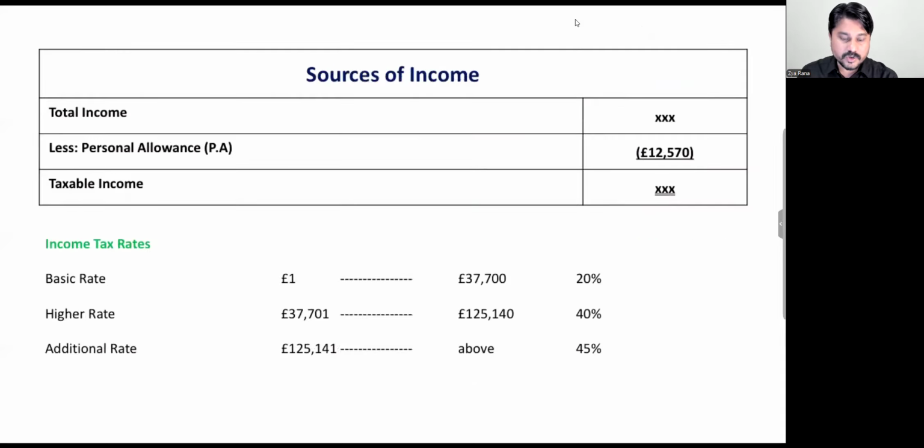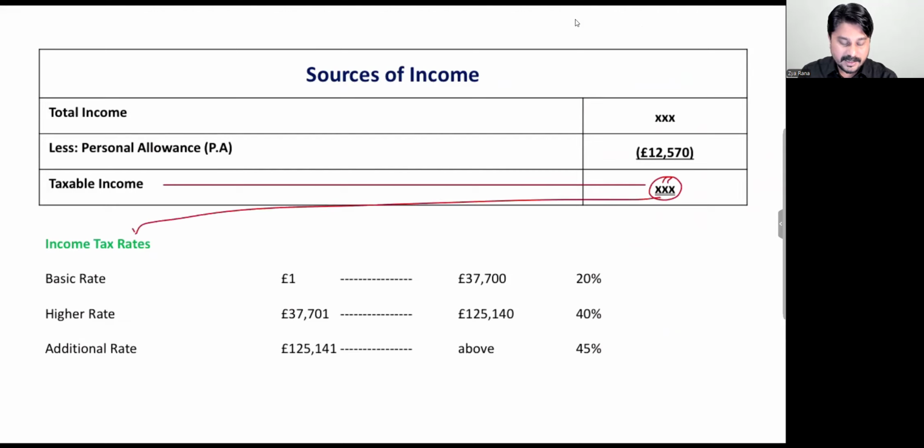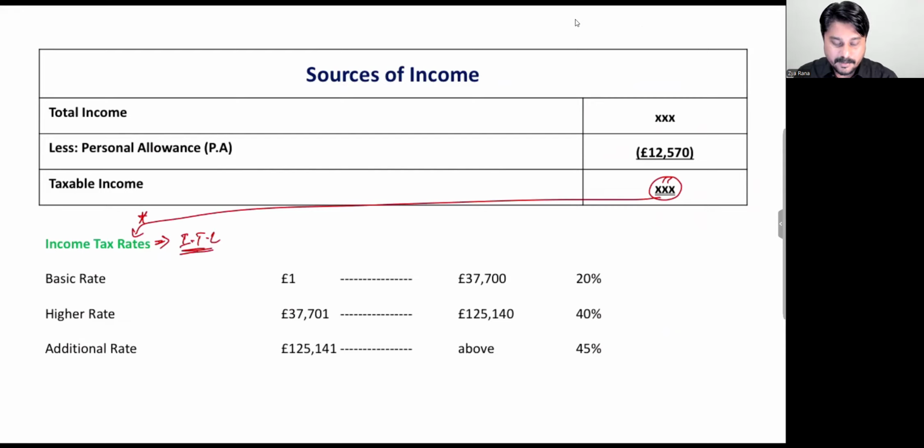On the next slide, I'm going to continue on this taxable income, which is calculated after deducting the personal allowance. On this taxable income, the tax rates are multiplied, and then finally you will get the ITL, meaning income tax liability. Keep in mind, on the taxable income, income tax rates would be multiplied to get the income tax liability. I repeat for the last time.